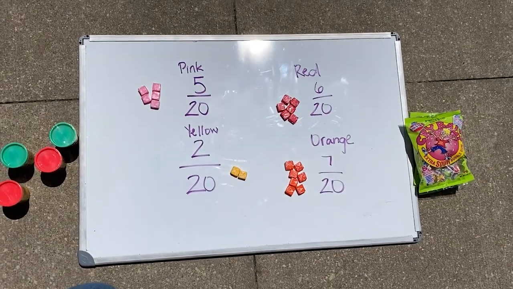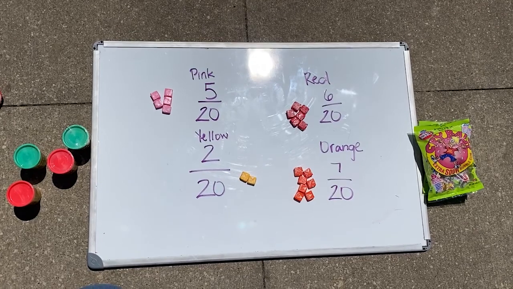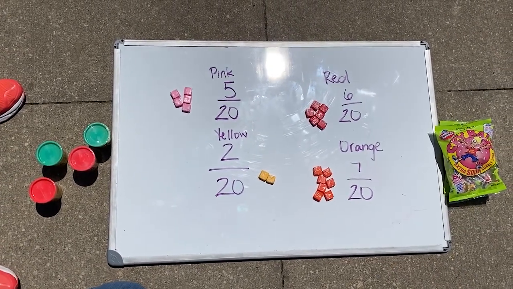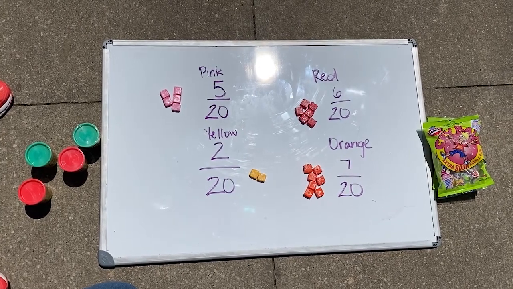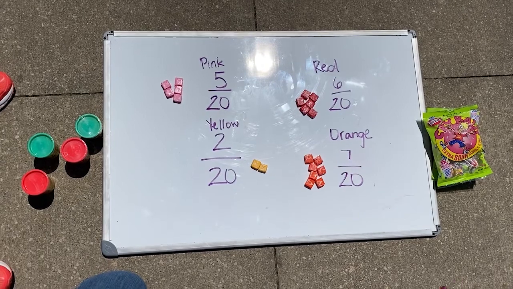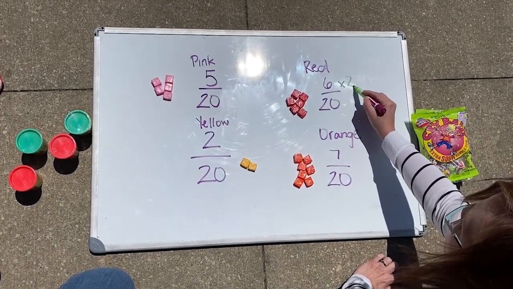Now we want to practice making equivalent fractions. And if you remember, we said that you can use multiplication. So I'm going to start with my red. I want to make an equivalent fraction of 6/20ths. So I'm going to pick a number and I'm going to choose 2.